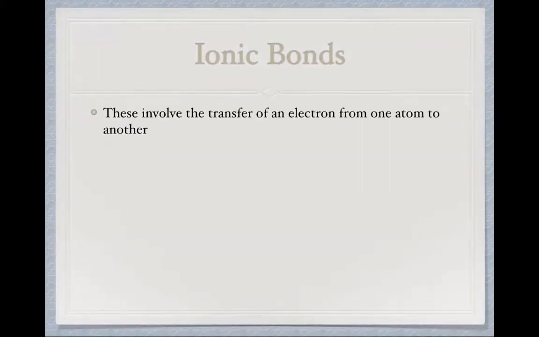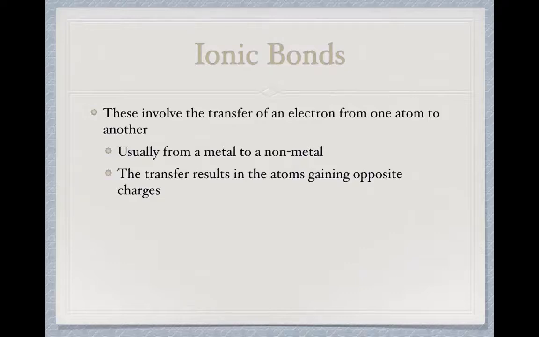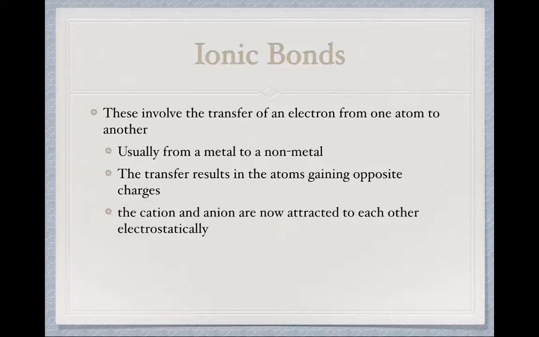Our ionic bonds involve a transfer of an electron, sometimes more than one electron, from one atom to another. Usually from a metal to a nonmetal. So we're moving electrons from a metal that tends to lose electrons to nonmetals which tend to gain electrons. When we transfer one or more electrons, those atoms are going to gain opposite charges. So the atom that loses electrons is going to gain a positive charge, and the atom that gains electrons is going to have a negative charge. Well, now we've got positive and negative charged ions that are next to each other.